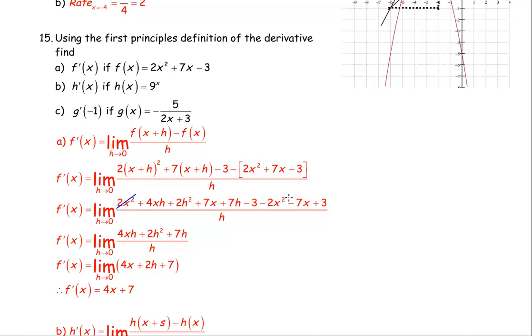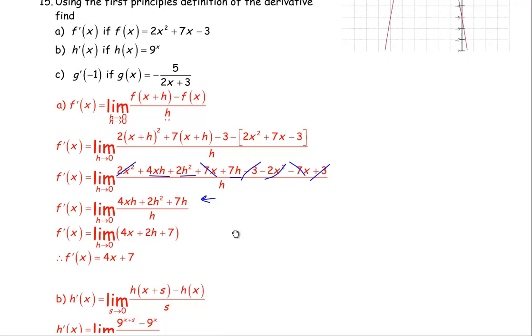The 2x squareds, positive and negative are opposites, as are the 7x and negative 7x and negative 3 and positive 3. Not a lot left. Basically this term, and this term, which is what you see right here. And so h divides into all 3 of those, sorry. And so you get 4x plus 2h plus 7. As h tends towards 0, the 2h becomes exceedingly small. And so basically you have 4x plus 7 is the derivative.